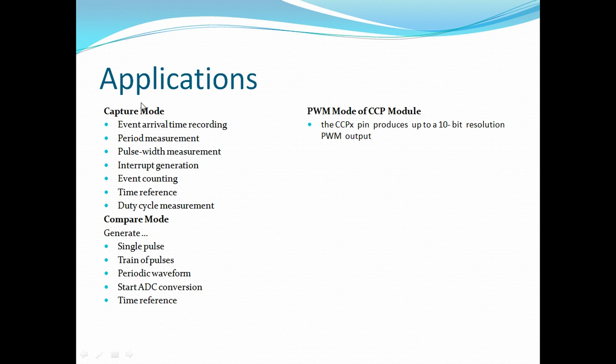These are the applications of CCP modules that we have already discussed. Capture mode can be used for period measurement, pulse width measurement, interrupt generation, event counting, time reference, and duty cycle measurement. In the same way, compare mode can be used for generating a single pulse, a train of pulses, a periodic waveform, and start of ADC conversion. When two values become equal, we can send a start of conversion pulse to the ADC module, and you can use this as a time reference.